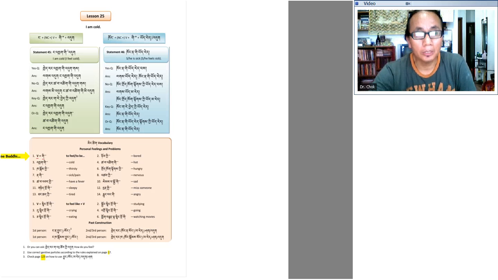Second, in English you use feel, right? But in Tibetan, you say I feel cold. You don't say I'm cold, right? But in Tibetan we have to use a verb here. I'm cold, and it's exactly that. I'm feeling cold, and then you see you have feeling. So let's say verb plus gi, okay? Verb plus gi. Ready?